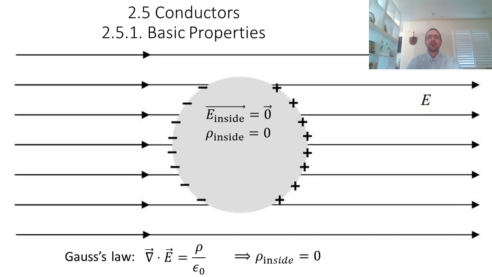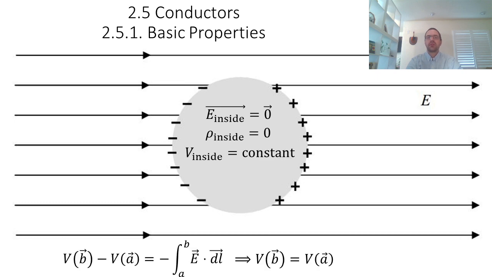Now, since the electric field is zero, uniformly inside the conductor, then Gauss's law tells us that the charge density inside the conductor is also going to be zero. Now, of course, you have electrons and protons on the atoms, but on the scale of many atoms, the average charge density is going to be zero. The only non-neutral regions are on the surface. The charge inside a conductor is zero.